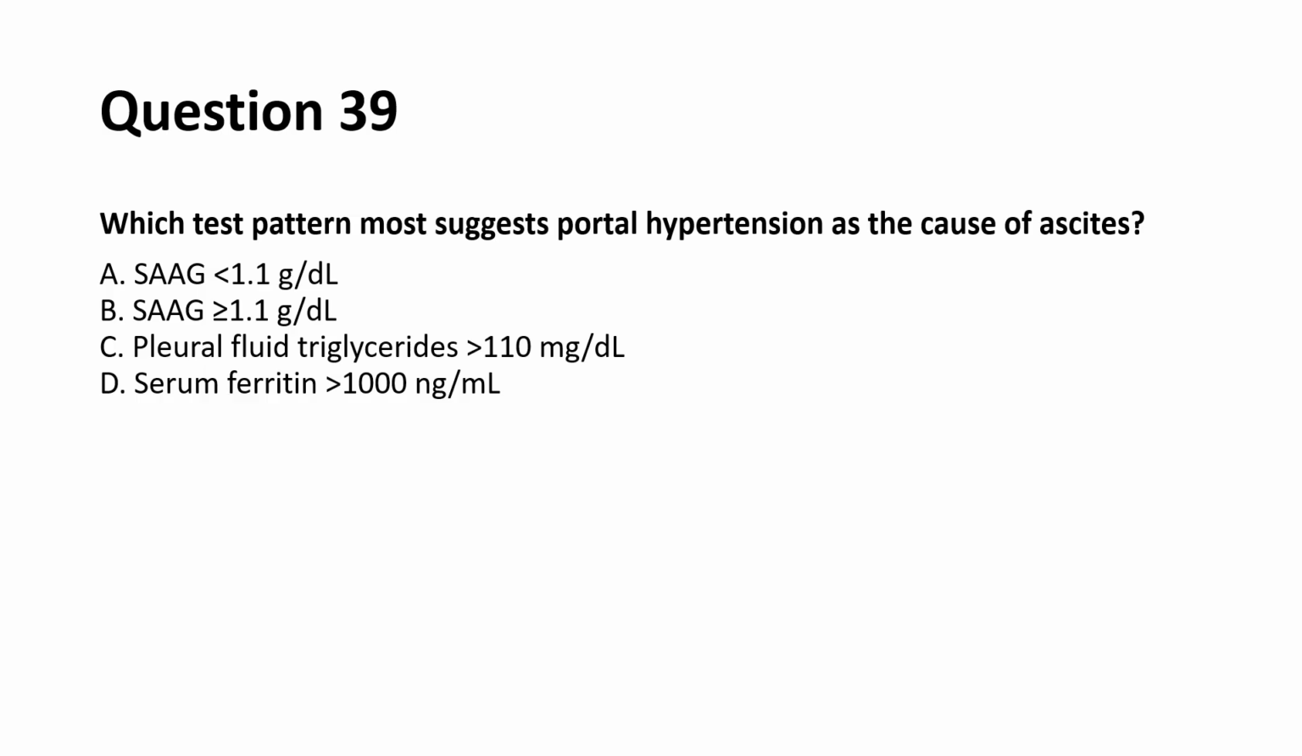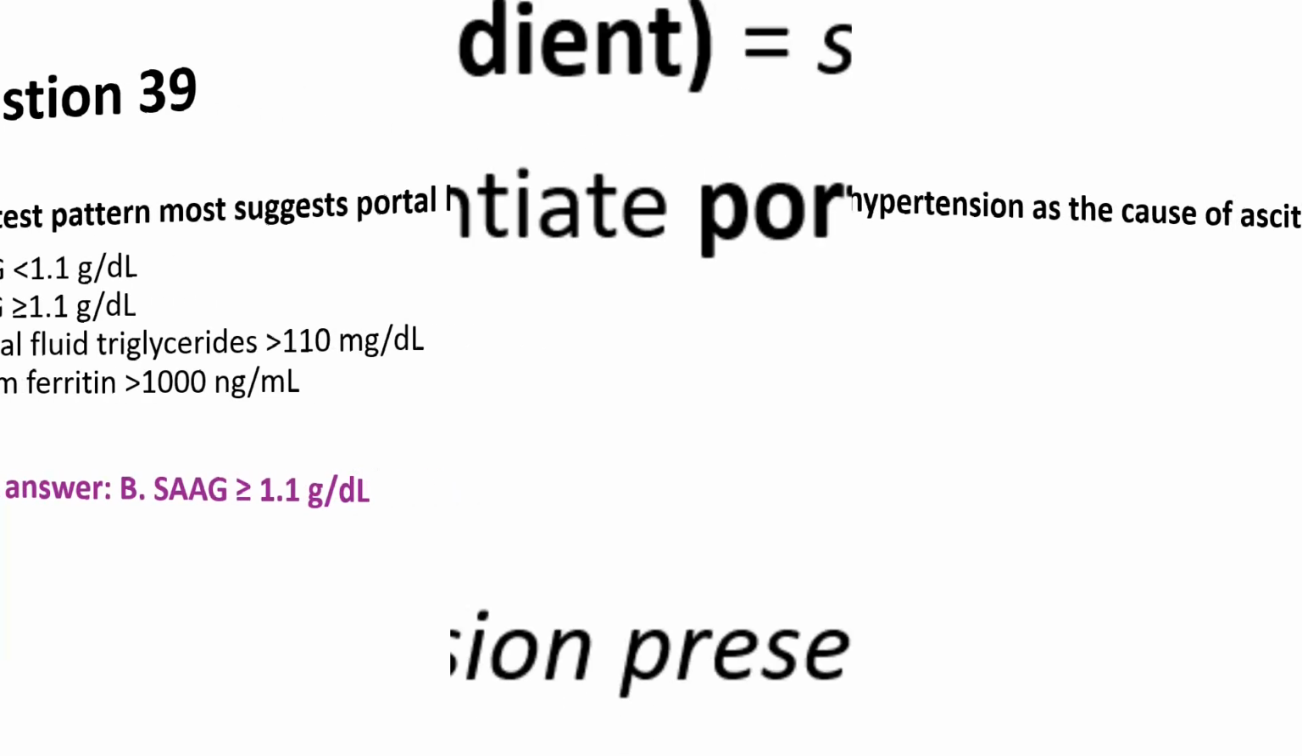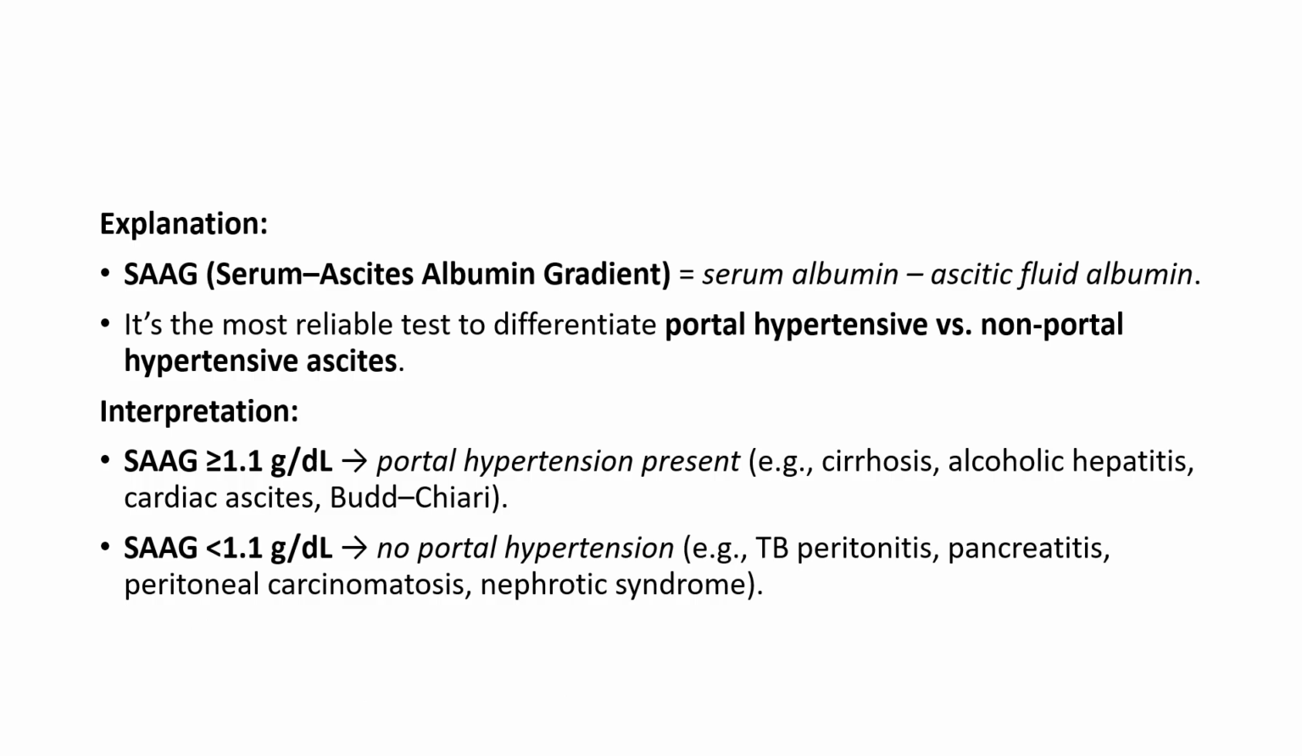The correct option is B. Serum ascites albumin gradient greater or equal to 1.1 gram per deciliter. The serum ascites albumin gradient is the most reliable test to differentiate portal hypertensive versus non-portal hypertensive ascites. If it is greater than 1.1 gram per deciliter, it means portal hypertension is present.